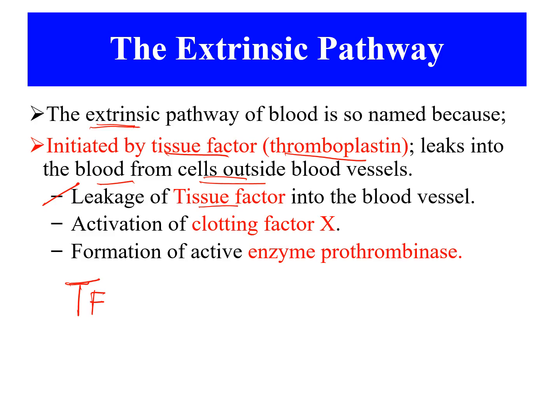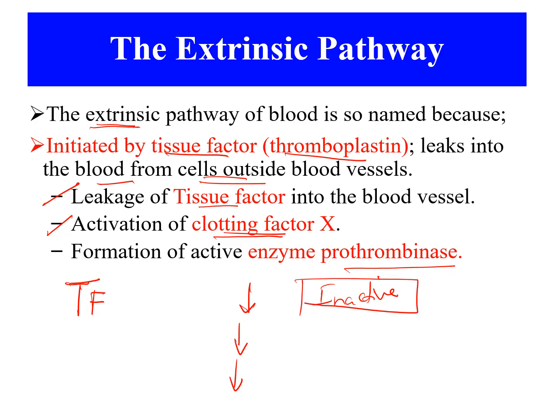Once that tissue factor is in the bloodstream, the second thing that should happen is activation of clotting factor X, or factor 10. Once this factor 10 has been activated, there will be a sequence or a series of events that will lead to the formation of the enzyme prothrombinase. What you need to understand is that the majority of these clotting factors or enzymes in this coagulation cascade are present in an inactive form. But this sequence of events is one clotting factor activating the next until we form insoluble fibrin threads.